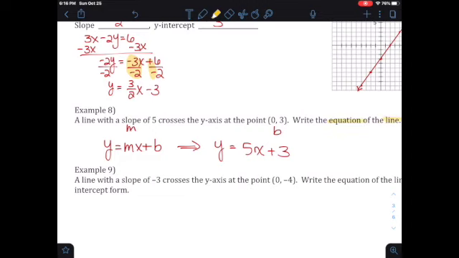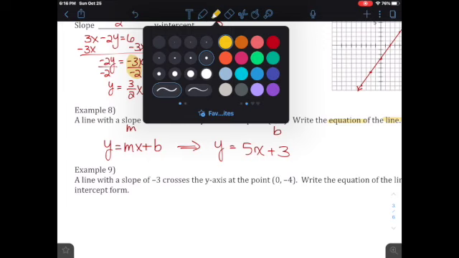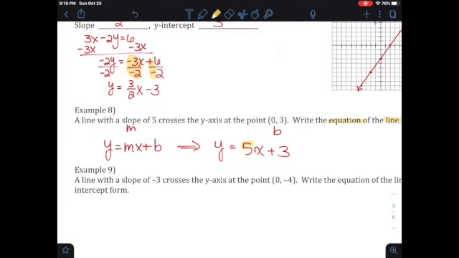When they say to write an equation of the line, they are not telling you what kind of equation, so you can use slope-intercept form. We have a few other forms, and eventually we will tell you which form to use. Again, the slope is 5 and the y-intercept is positive 3, and that's why it's going to be y equals 5x plus 3.